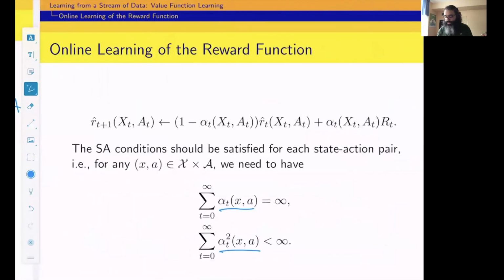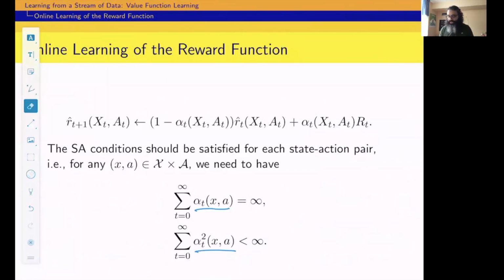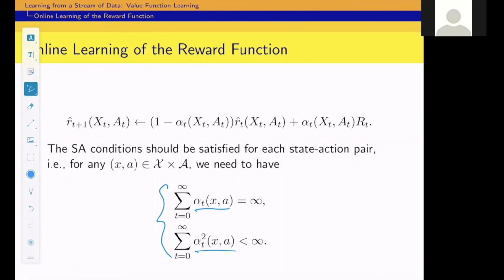So when we want to interpret these two conditions, we should see that for those time steps that we haven't updated them, alpha t would be 0. Is it clear? So here, I guess the idea is just for all the values that I update for one particular x and a, the summation of the learning rate that was effective at that point should diverge.